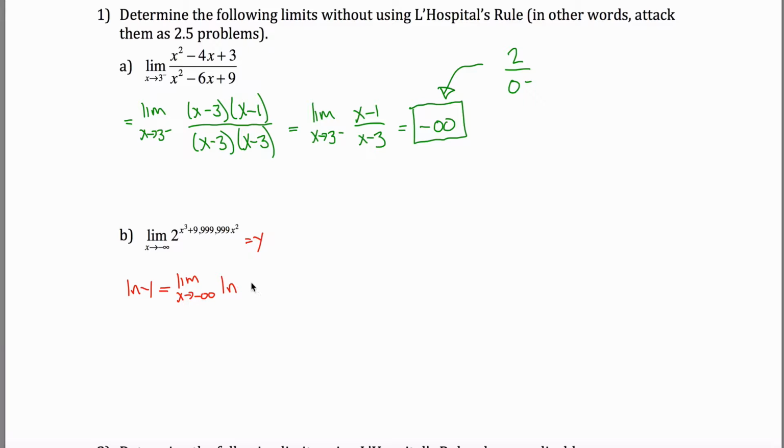So I can say this is the natural log of 2 raised up to this ridiculous exponent, x cubed plus a bunch of 9s and an x squared. I think I got that right. And the advantage of having natural logs in there is you can apply your third log rule, which allows you to take this exponent and move it down in front. Say that the natural log of y is equal to the limit as x approaches negative infinity of x cubed plus all these 9s, which I'm already sick of writing, sorry, times the natural log of 2.